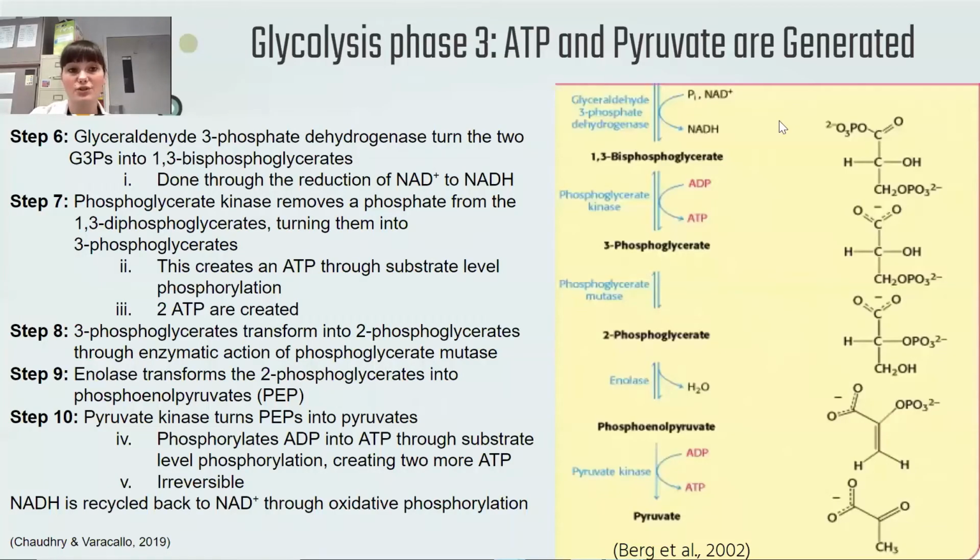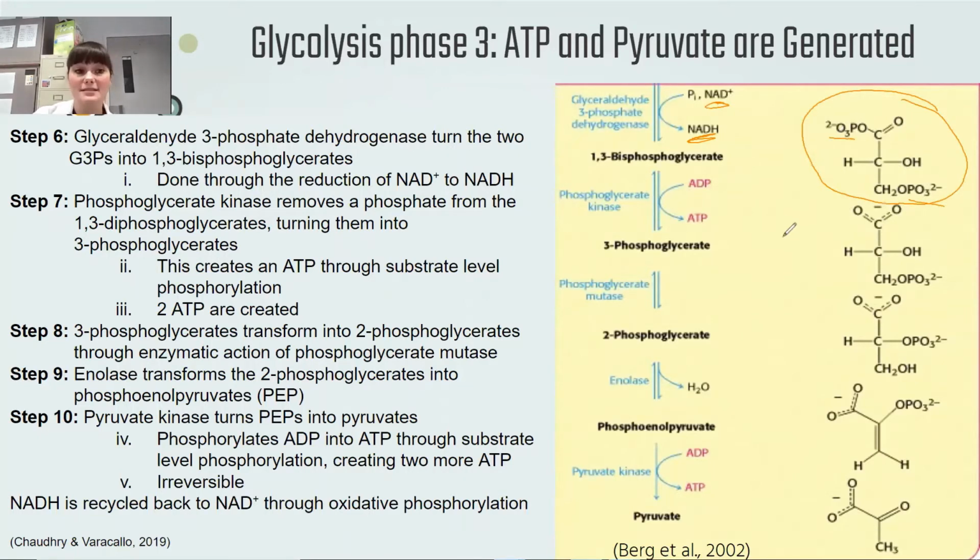So moving on to phase 3 of glycolysis, this is where ATP and pyruvate are going to be ultimately generated. Our first step of phase 3, or step 6 overall, is going to involve that G3P getting transformed into something else, into 1,3-bisphosphoglycerate. So here, you can see over here that that's done through the reduction of NAD plus to NADH, and you end up with this molecule right here, which we can see has two different phosphoryl groups on it.